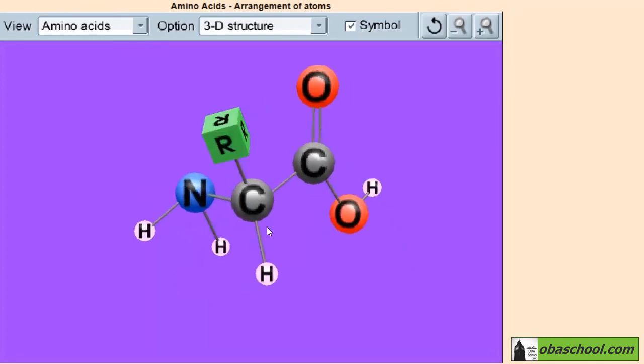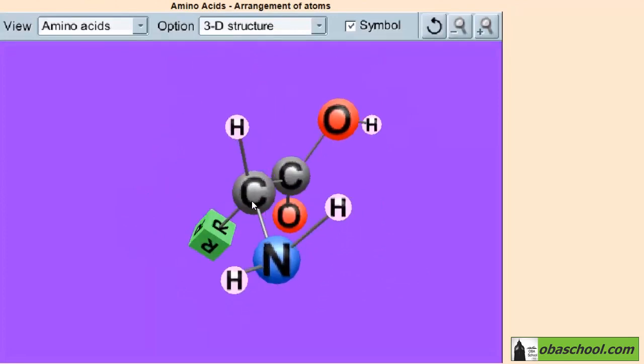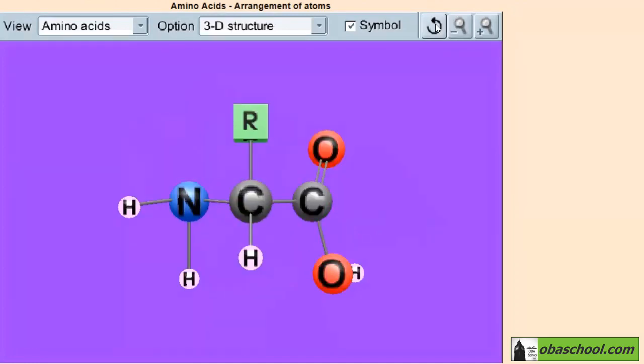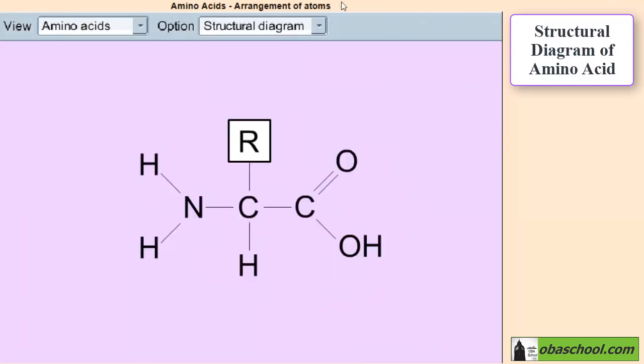Now let us have a look from different angles to discover this amino acid. Now that we have discovered the 3D structure of the amino acid, let us dive into the structural diagram, which is a more generalized structure of the amino acid. As you can see here, this is the structural diagram of the amino acid. Let's discover it.